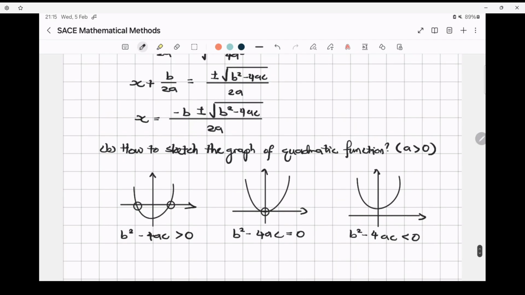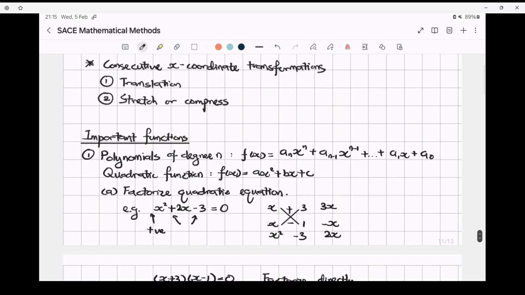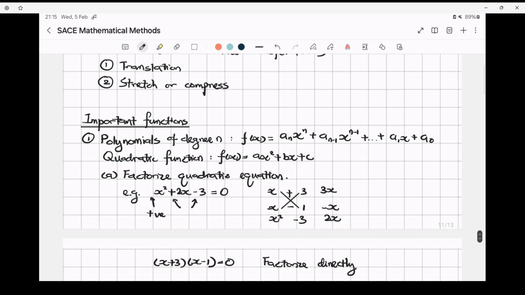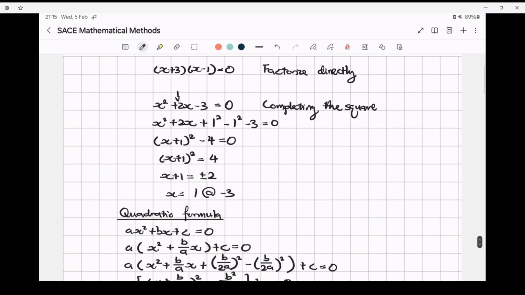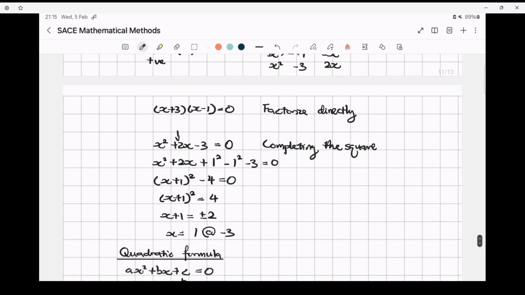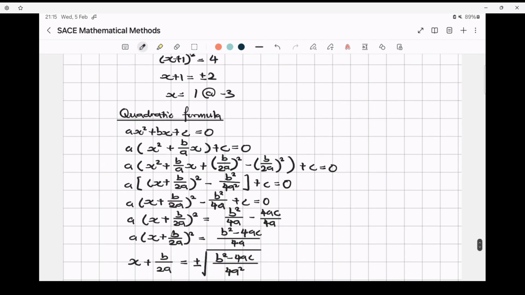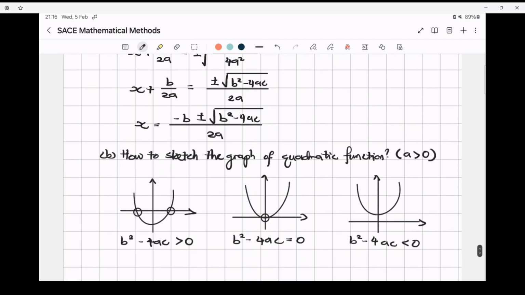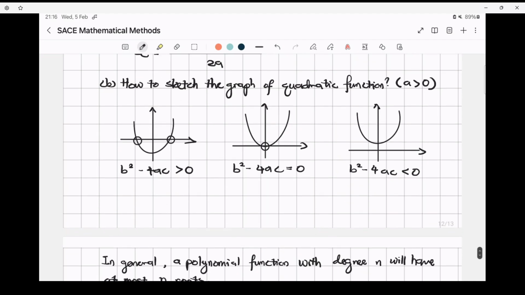So more or less for the first type of function, which is the polynomials, you need to know the basics of all the shape of graphs. And specifically speaking, for quadratic function, you need to know how to factorize using all three methods. And you need to know how to sketch the graph, how the graph looks like, and so on. And what happens when b squared minus 4ac is greater than 0, equals to 0, or smaller than 0. So those are the things that you need to know.